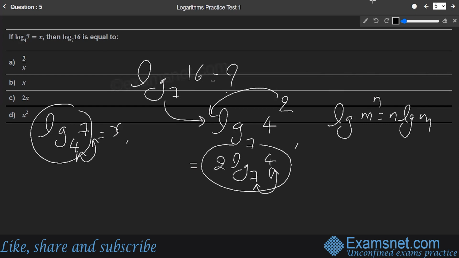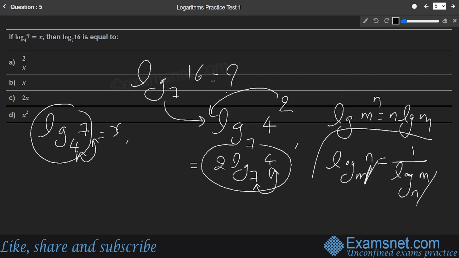So, do we have a property? Yes, we have a property. The property says log base m of n can be manipulated to become log base n of m. That is, base and number can be swapped if you take the multiplicative inverse. So let us use this property.